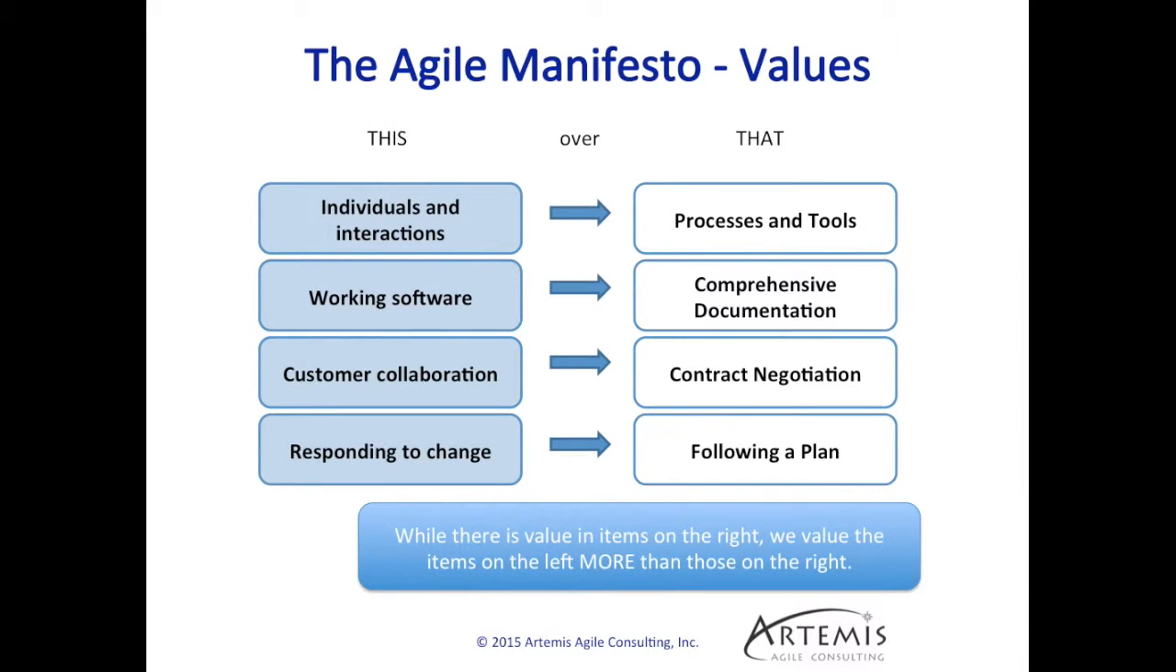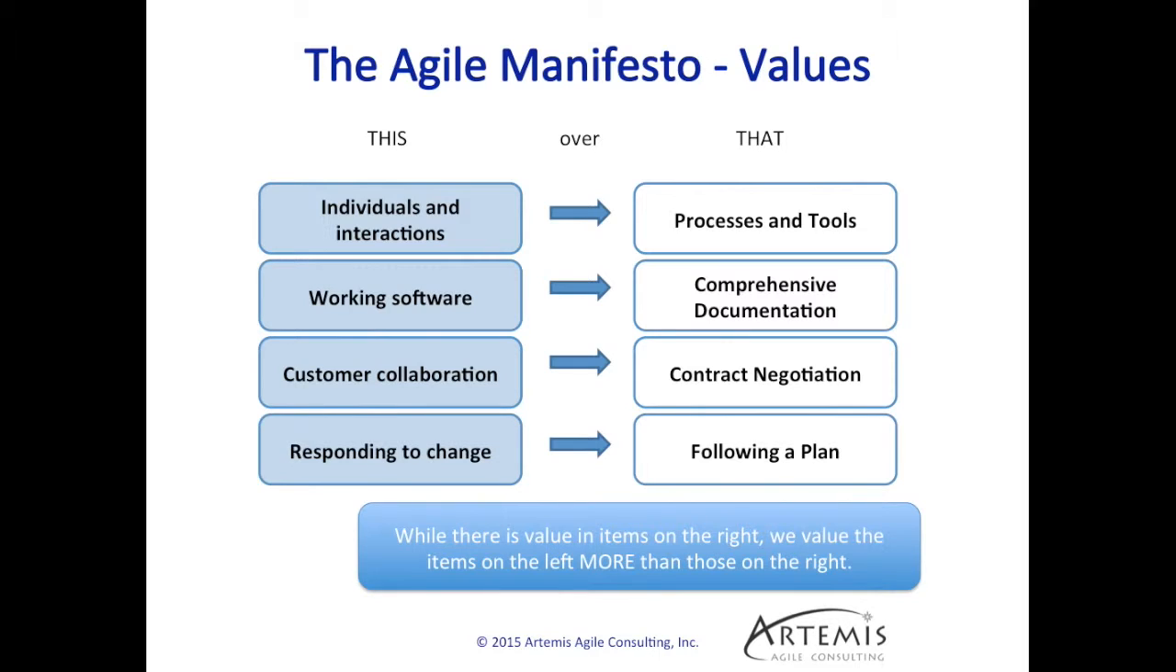In the Agile Manifesto, the values are stated as a this over that. So we value individuals and interactions over processes and tools. We value working software over comprehensive documentation. We value customer collaboration over contract negotiation, and we value responding to change over following a plan.